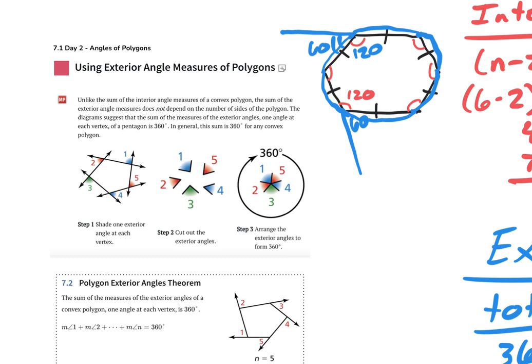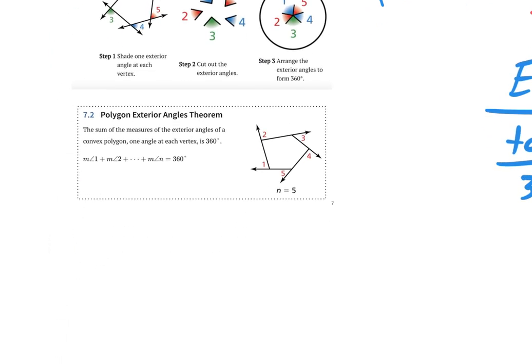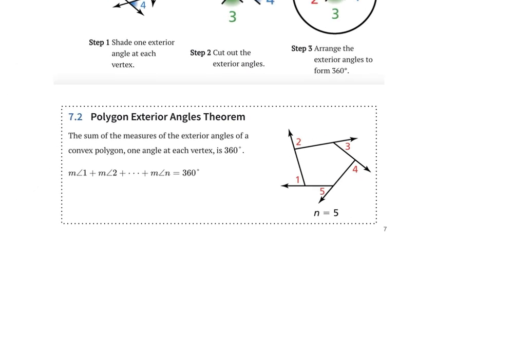As long as we have a polygon, then the outside will always add up to be 360. And that's what this theorem is telling us. This theorem is everything we just talked about. It doesn't matter if it's 5 sides, 3 sides, 10 sides, 12 sides. It's always going to add up to be 360. So the key here is the 360. Okay. It does not change.